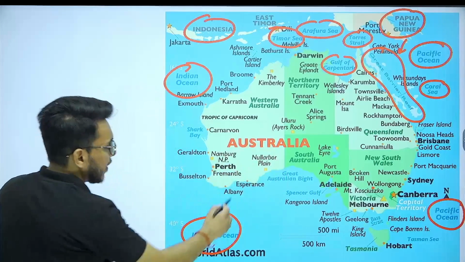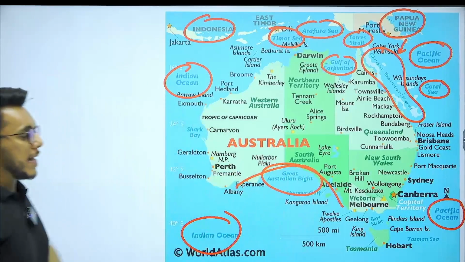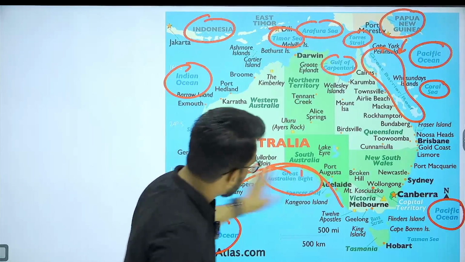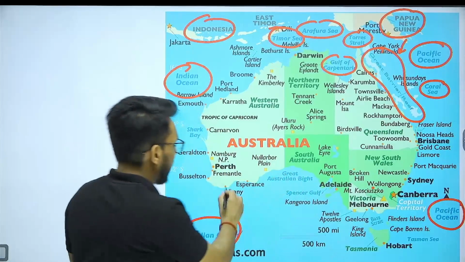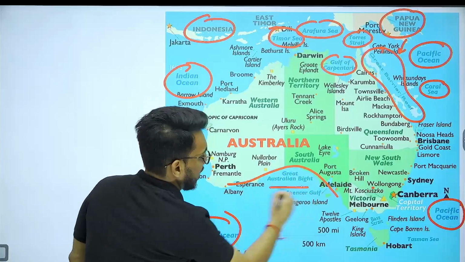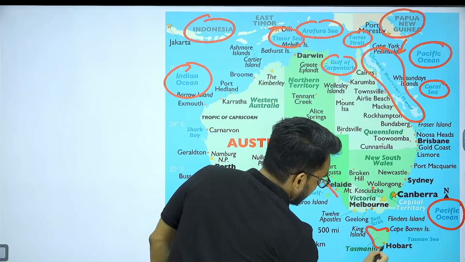Now, here, this is Great Australian Bight. It looks like somebody has taken a bite of this particular area. So, it is referred to as Great Australian Bight. Okay, now here we have Tasmania.